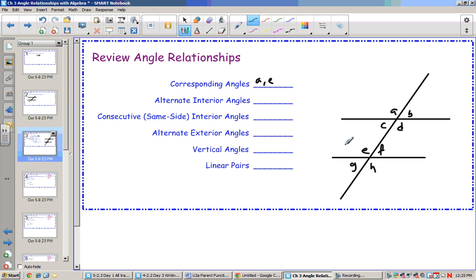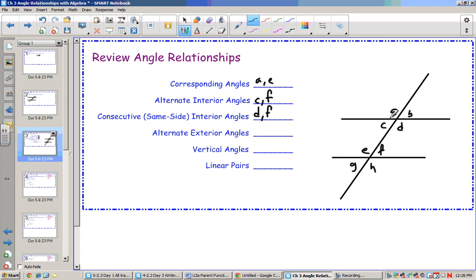Alternate interior is on the inside, so the alternate interiors would be C and F and D and E. I'll just do one of each group. Consecutive interior are the two in a row, so let's say D and F. Sometimes they're called same side interior. They're on the inside and they're on the same side.